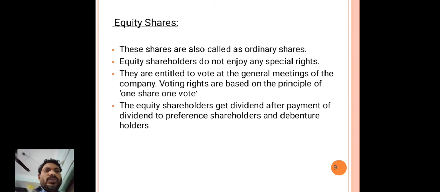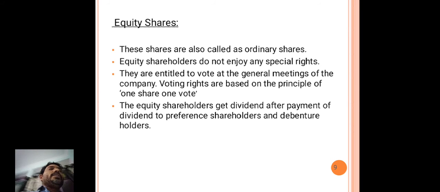Equity shareholders do not have any special rights. They are entitled to vote at the general meeting of the company. Voting rights are based on the principle of one share, one vote. So the equity shares are called ordinary shares, and the equity shareholders do not have any special right.